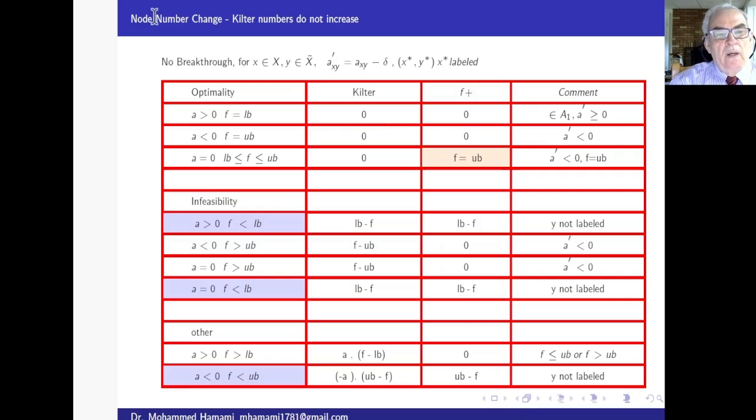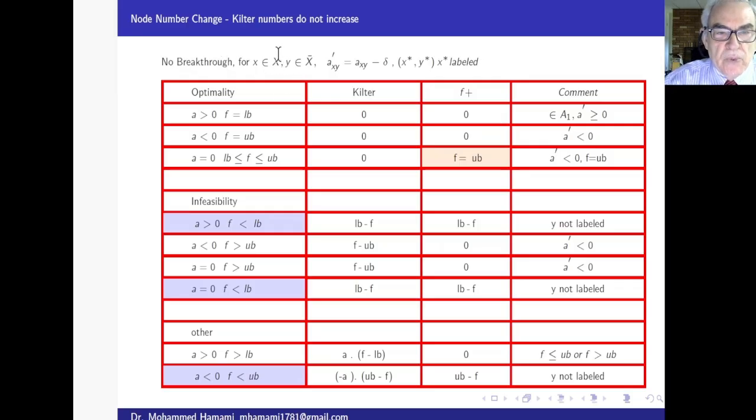So now we entered the node number change, and we made some modification to the node number. That's going to impact the state of the arcs and, of course, their Kilter number. So we want to make sure that no arc's Kilter number increased. That's very important to the proof of convergence. So when did we enter this node number change? We entered it when we had an arc x star y star, and we tried to put this arc in Kilter, and we went through the flow change process, and the flow change process failed, so there was no flow breakthrough.